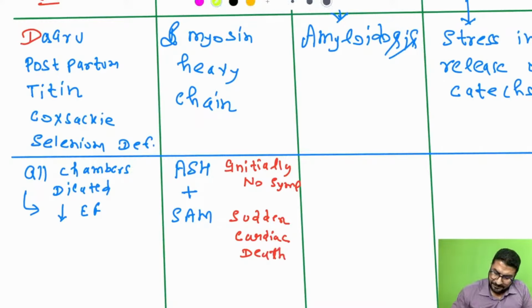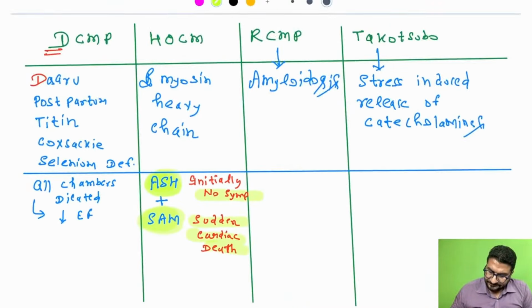देखो ASH means ऐश्वर्या राय. ऐश्वर्या राय alone है, अकेली है, कोई दिक्कत नहीं है, no problem. ASH plus SAM. SAM means सलमान भाई, sudden cardiac death. Simple. Now try to understand.